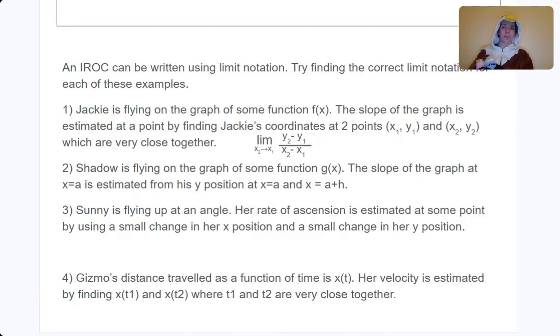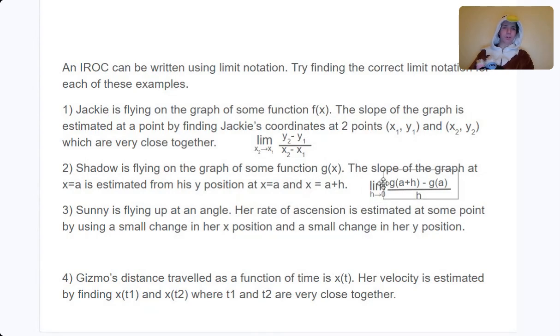Next example is Shadow is flying on the graph of some function g of x. The slope of the graph at x equals a is estimated from his y position at x equals a and at x equals a plus h. In this case, we want the two values to get closer and closer together. So we have a plus h and a. We want h to approach 0. And change in y over change in x is going to be g of a plus h minus g of a over h.